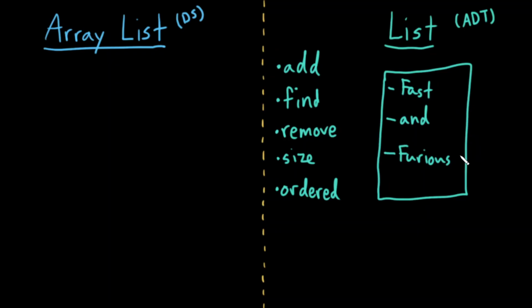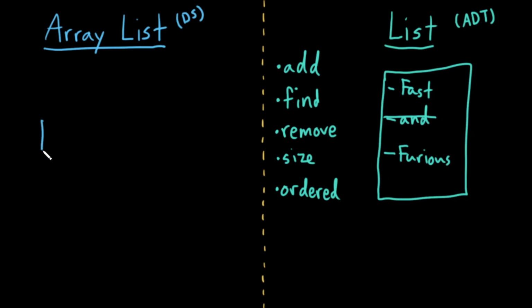If I wanted to, I could say remove and, and then I would delete the word and from my list. Now I have two remaining elements. First is fast, second is furious. How does this relate to the ArrayList data structure?